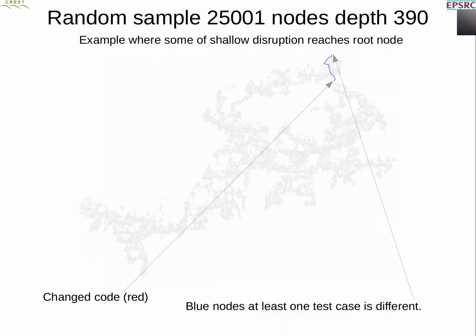This doesn't always happen. Here we have an example where there's a small change in red, and as we progressively evaluate from that point to the root node, the chain of blue nodes, the chain of disrupted nodes, doesn't terminate. So by the time we actually reach the root node in this example, there is at least one test case where the parent and the child have different evaluations.